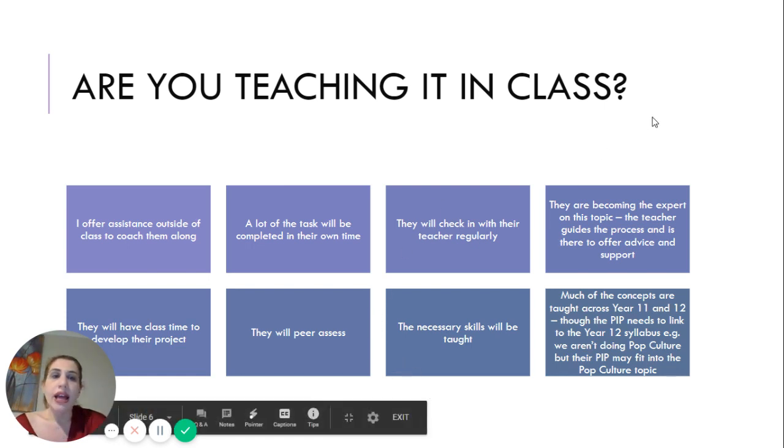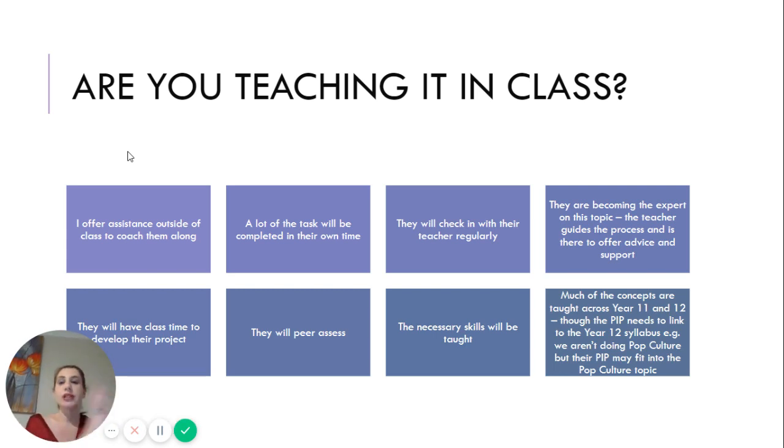So again, am I teaching it in class? Sometimes yes, and sometimes it's more discreet. There's assistance offered outside of class to coach them along, not do it for them. I've got to sign off to say it's all their own work, so I can't be too heavy-handed, but just coaching them along the process. I'm happy to do video tutoring with them if they make an appointment outside of school hours as well. I really get passionate about getting this done.